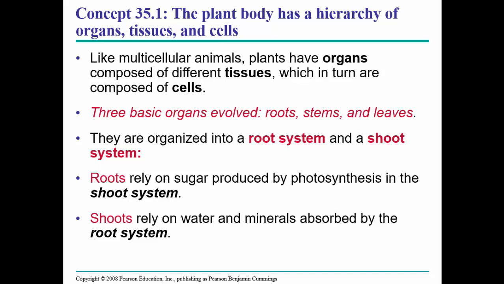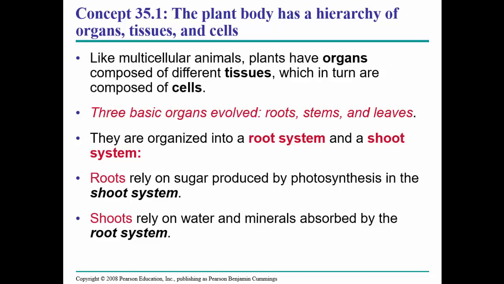And in terms of organs, the plant has three basic organs. They are roots, stems, and leaves. And this organization can be organized into two systems. The first one is the root system and the second one is the shoot system. Shoot is something on top of the ground, and root is something on the bottom of the ground, or the soil.